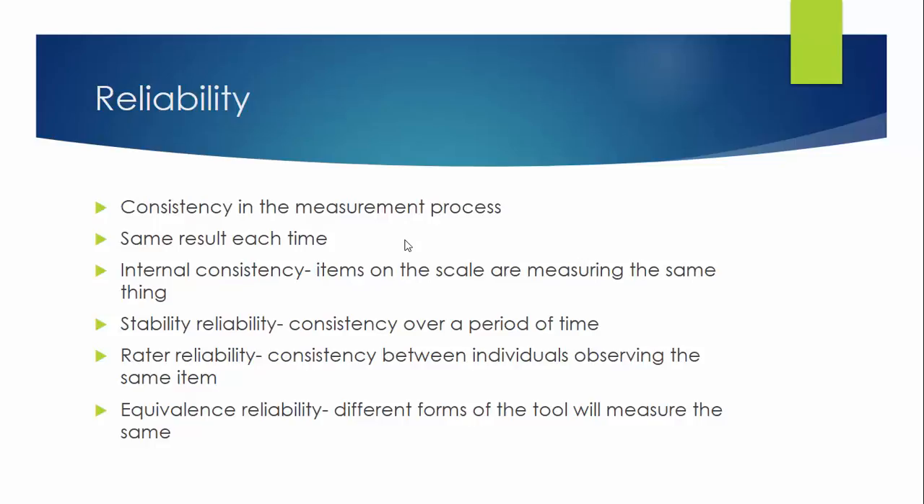Rater reliability is the consistency between individuals observing the same item. This can be consistency between two individuals or consistency within one individual. Inter-rater reliability is when there are two or more individuals, and are they identical when they're measuring? Does each individual measure exactly the same way as the other? And intra-rater reliability is when one individual is observing, and do they observe the exact same thing every single time?